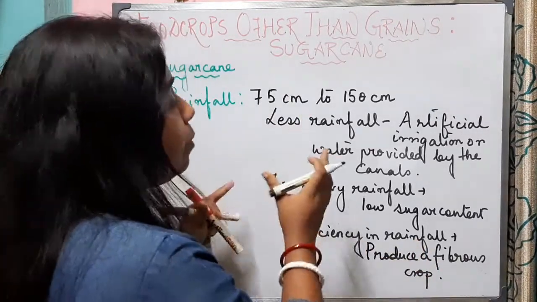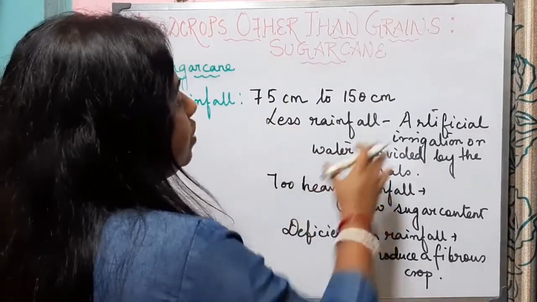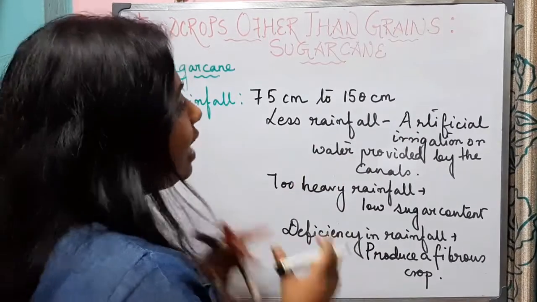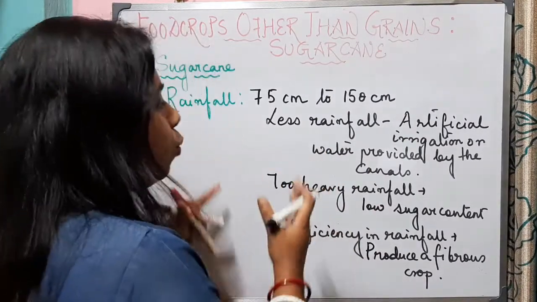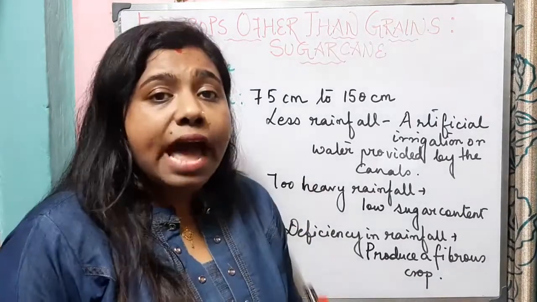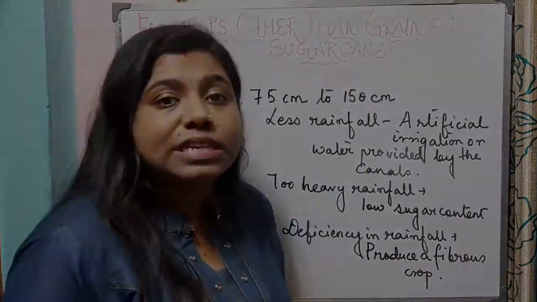So the optimal rainfall that is required is about 75 centimeter to 150 centimeter, and in areas of less rainfall, they can utilize artificial irrigation system or the water provided by the canals. Now let us see which are the areas where sugarcane is mostly grown.